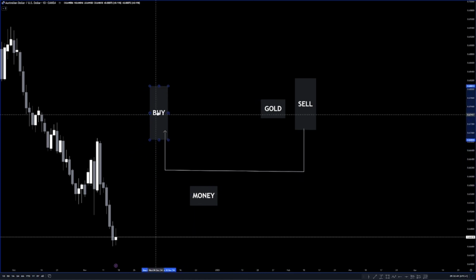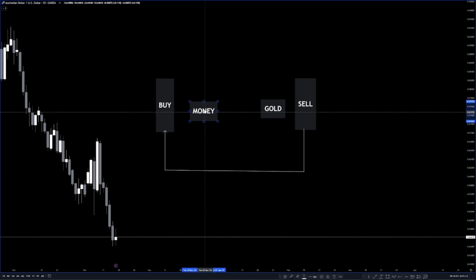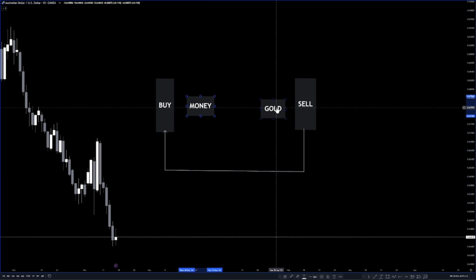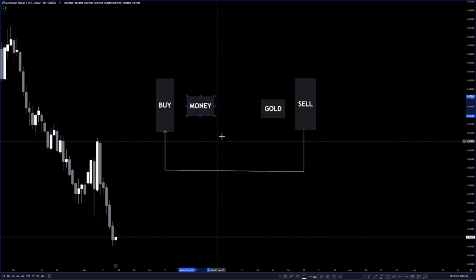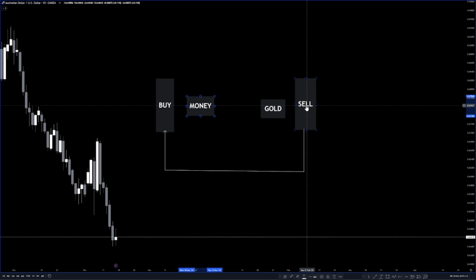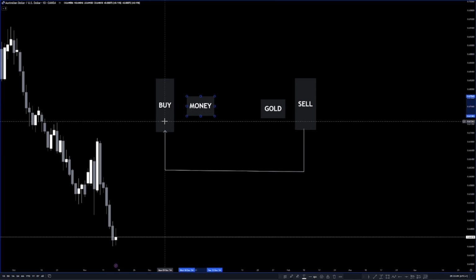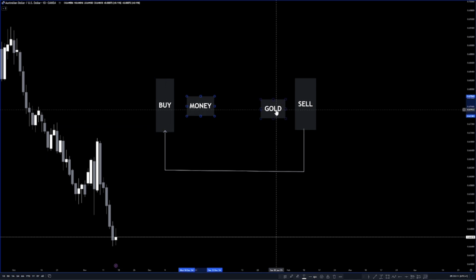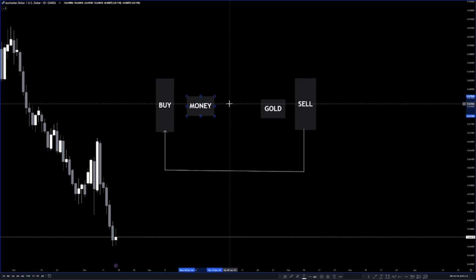Until there is what? A buyer who's willing to buy that gold from the seller. The same thing can happen. But if we look at it from a more logistic perspective, a seller is actually a buyer. Why? Because he is buying money with his gold. And the buyer is also a seller because he's selling his money for gold. And this is where the market becomes confusing for many people.